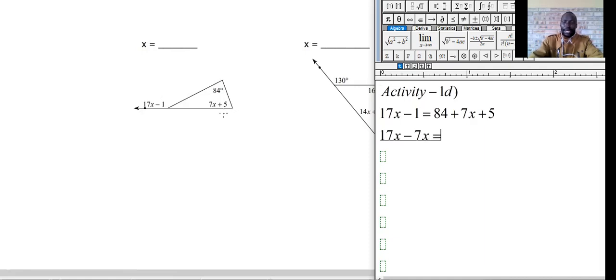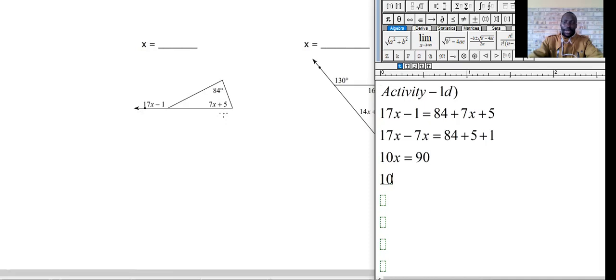And also we will take 1 from the left-hand side to the right-hand side, so that on the right-hand side we have 84, 5, 1. This way, we are going to be able to get 10x onto the left-hand side, that is when we take away 7x from 10x. And on the right-hand side, we will be having 90 degrees. So that way, we can find the value of x.